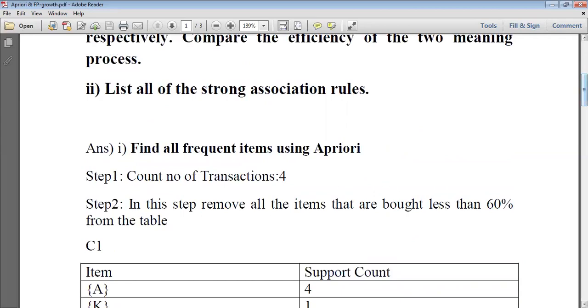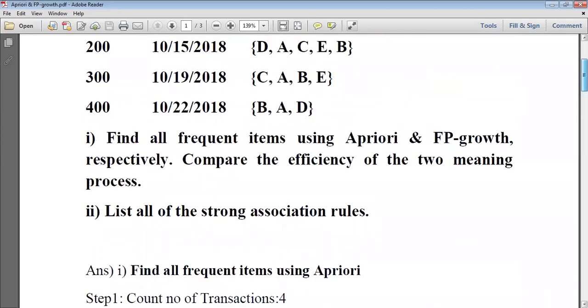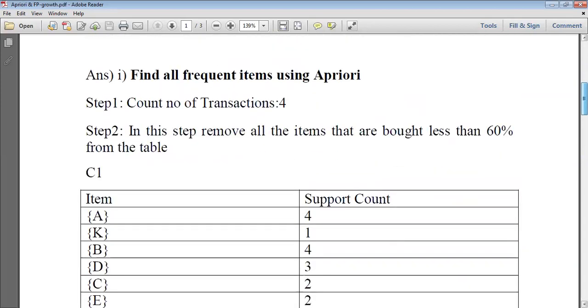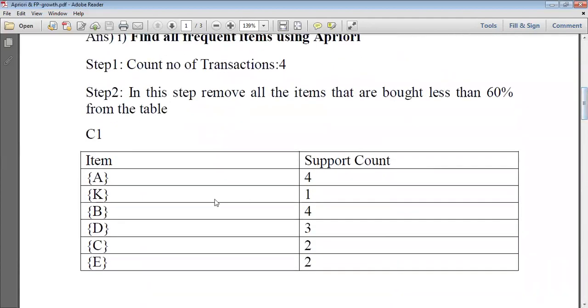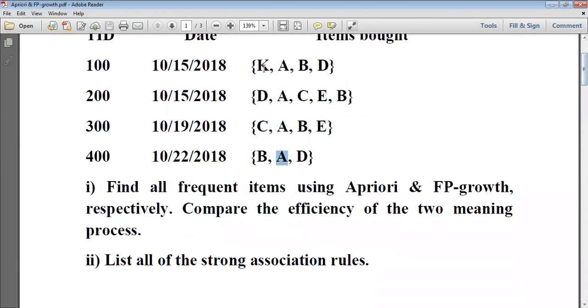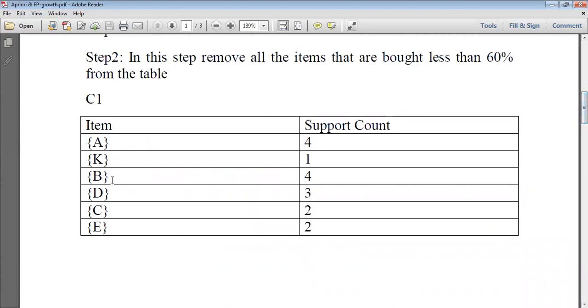And now again you have to count the number of transactions for each item. First, item A is purchased how many times? Here it is purchased 4 times, so the support count is 4. K is purchased only 1 time, so you can simply represent it as 1. B is purchased 4 times. D is purchased 3 times. C is purchased 2 times. E is purchased 2 times.